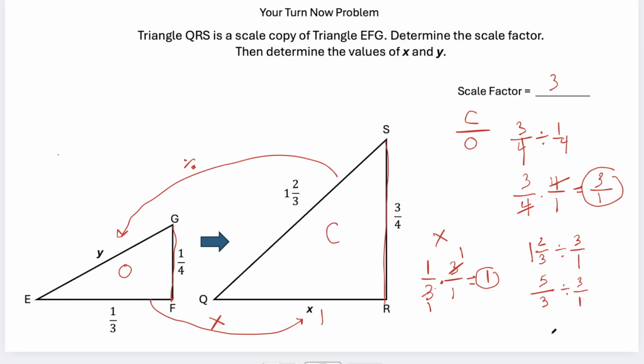And then finally, keep change reciprocal. So 5/3 times 1/3 will give us 5/6. Oh, excuse me, 5/9. So the value of y is 5/9. All right, how'd you do?